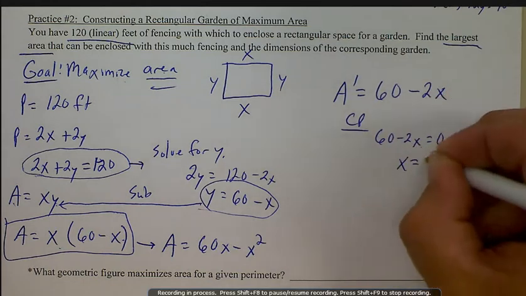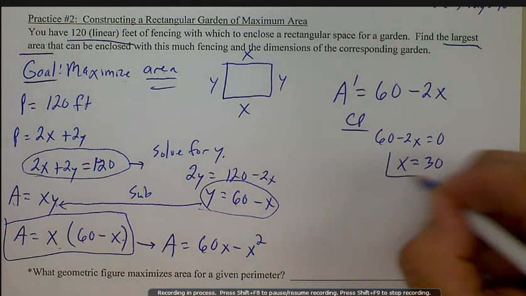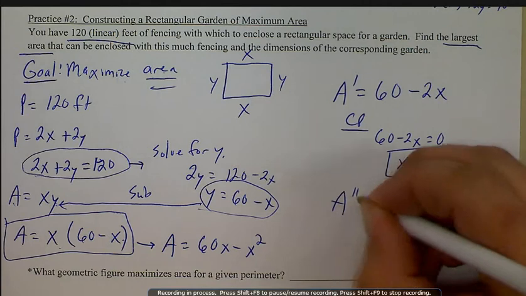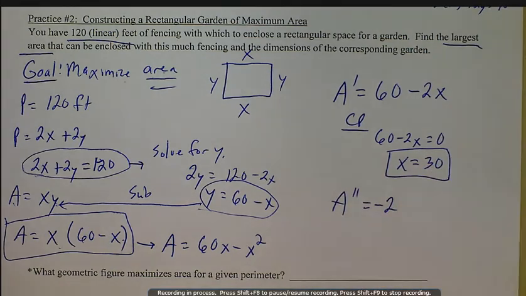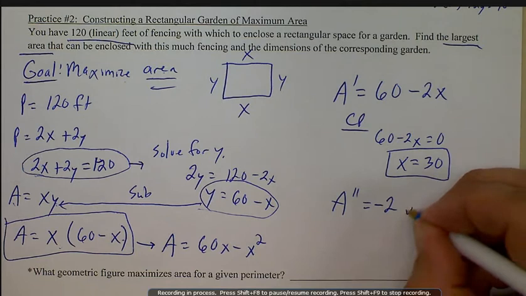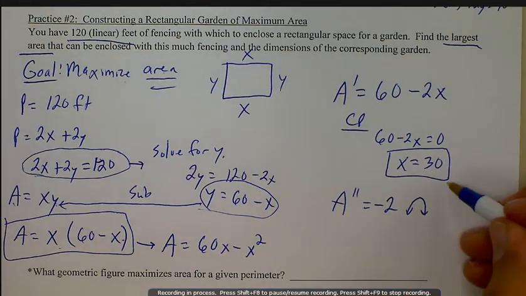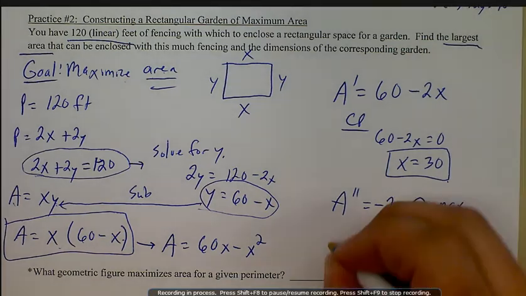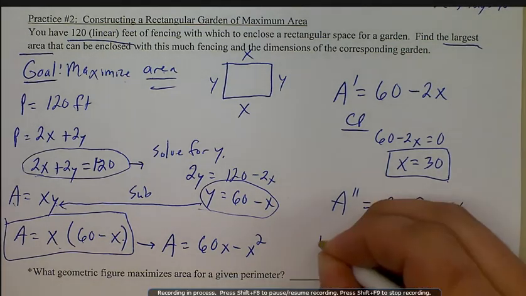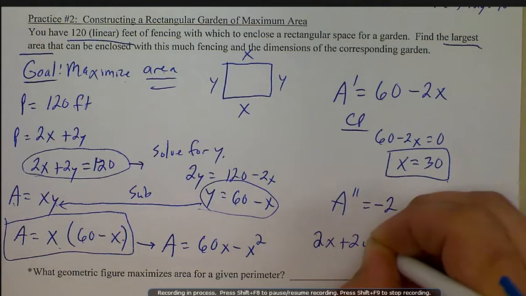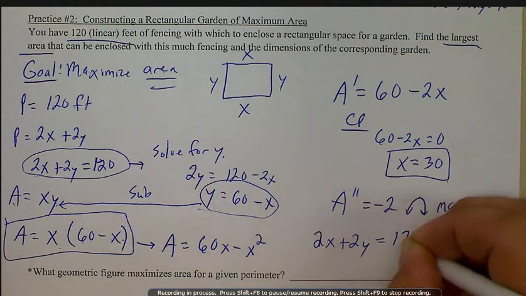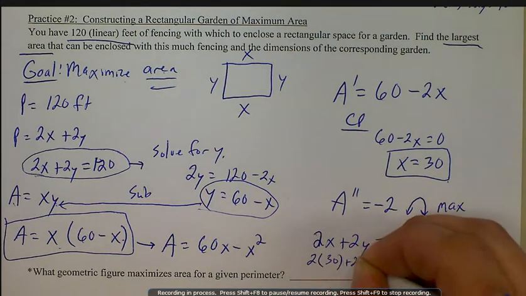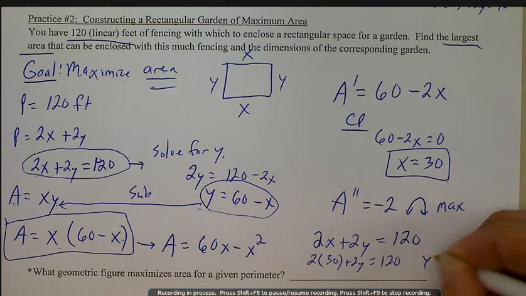Now to determine if it's a max or min, the double prime is negative 2, concave down, so the one and only extreme value is going to be a max. Now finding what y is, you get y is also going to be 30. So again, we have a square.